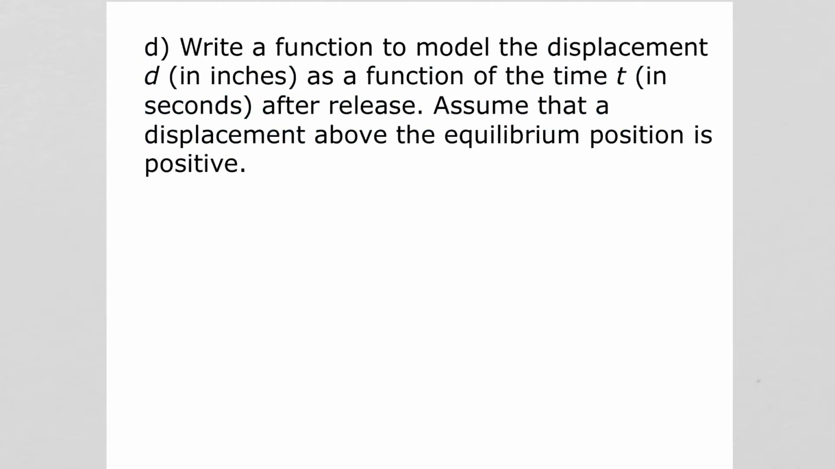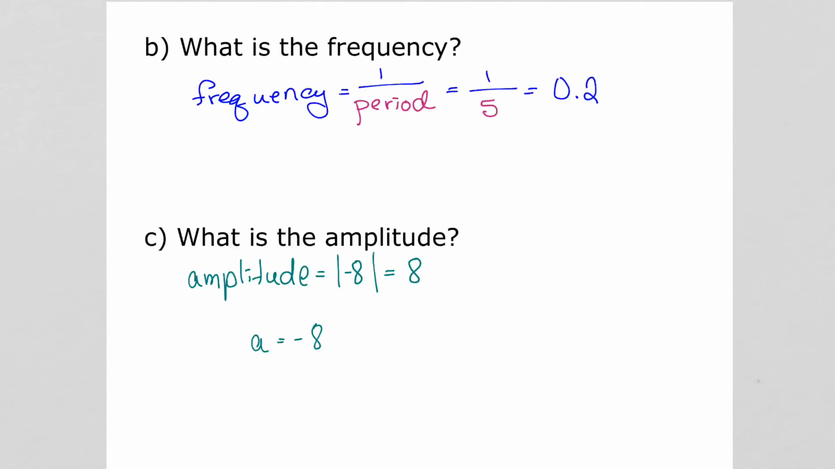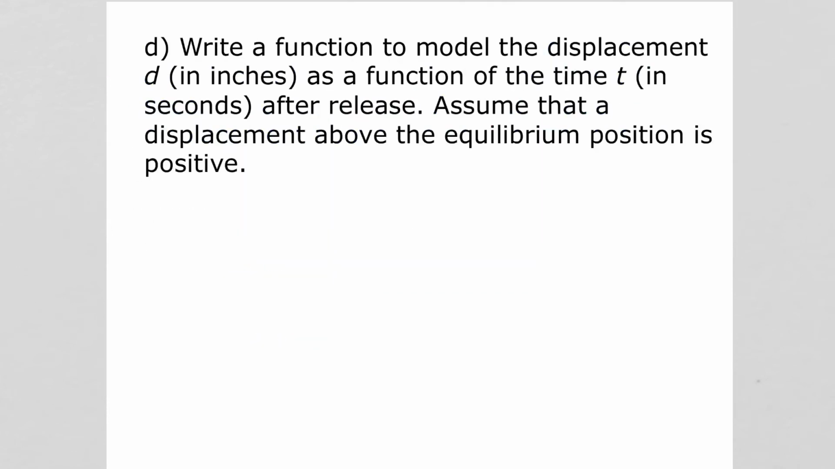D says write a function to model the displacement in inches as a function of time. Okay, so we've got all the information that we need here. Since it's being pulled down 8 inches to start, then we're using cosine.